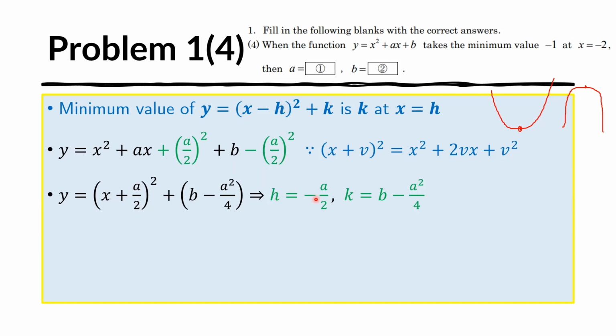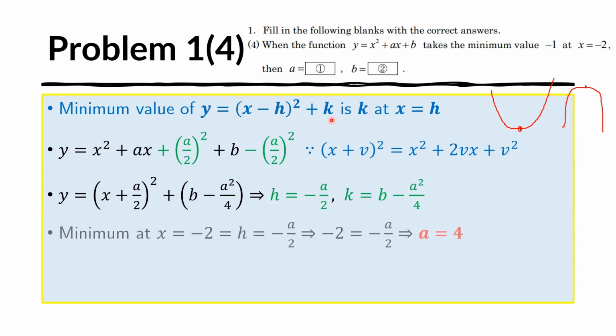So h is negative a over 2. And for k, we know that it is just this expression here. And we are told that the minimum value, meaning k, is -1. So k equals -1. And we are told that this happens at x equals -2. And therefore, h equals -2, because this is what it means.